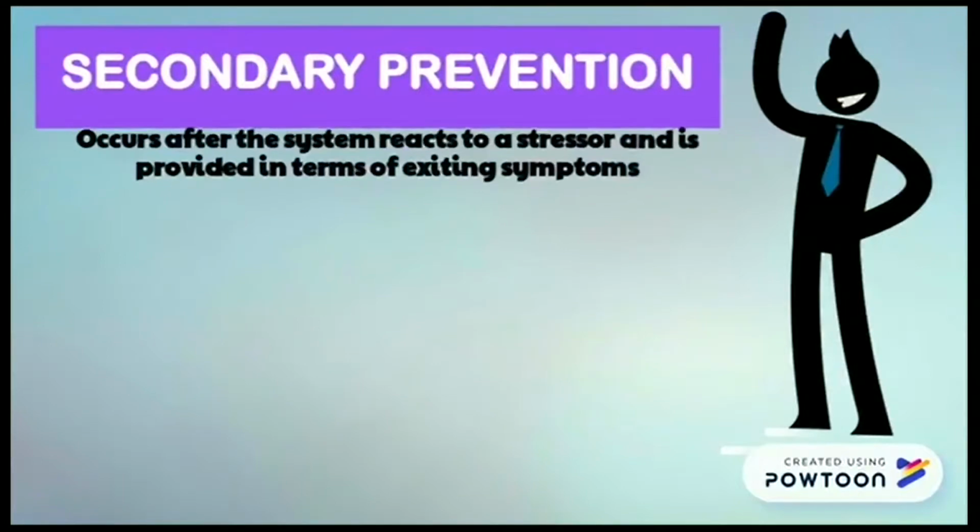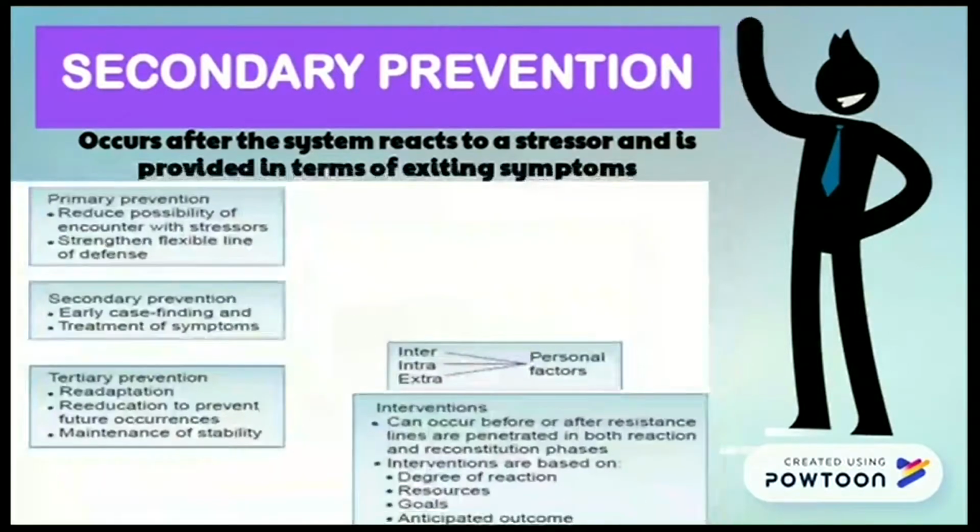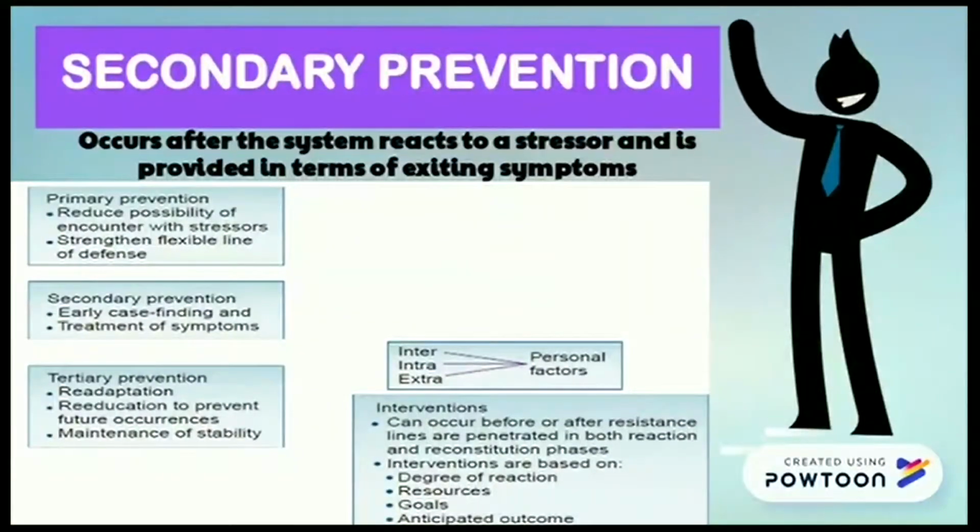Secondary prevention occurs after the system reacts to a stressor and is provided in terms of existing symptoms. Secondary prevention focuses on strengthening the internal line of resistance and thus protects the basic structure through appropriate treatment of symptoms.